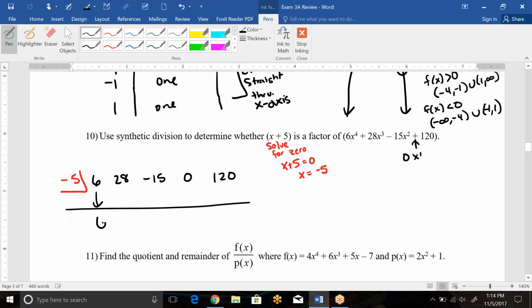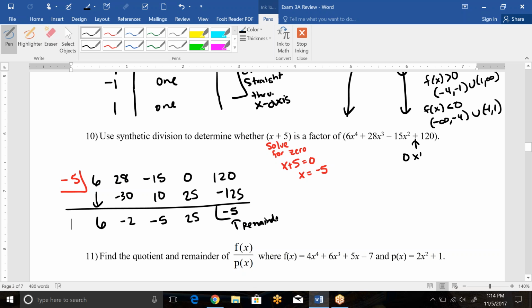You always bring down the first coefficient, and then we start multiplying and then adding, because we don't need to subtract or change signs, since we've already done that when we solved for the 0 from the factor. So -5 times 6 is -30. Add the column, we get -2. -5 times -2 is +10. Add the column, we get -5. -5 times -5 is +25. Add the column, we get 25. -5 times 25 is -125, which means we get a -5 for our remainder.